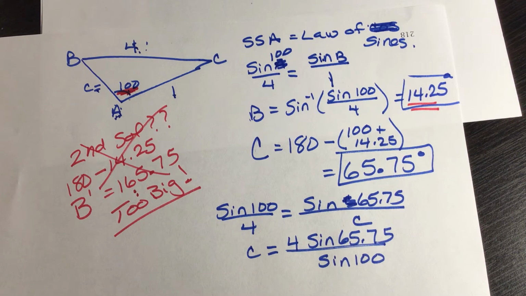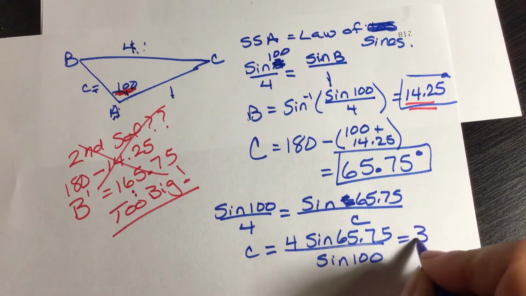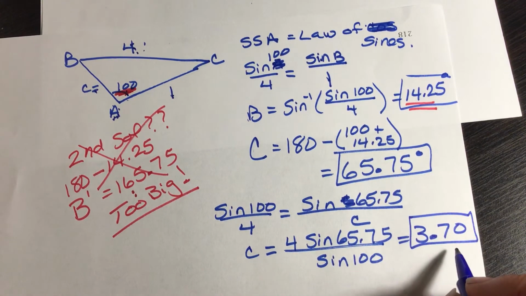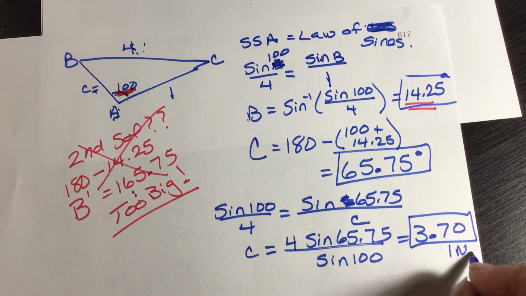And I get 3.7, I believe. Yep, 3.70. And that would be the length of side C, and that's measured in inches.